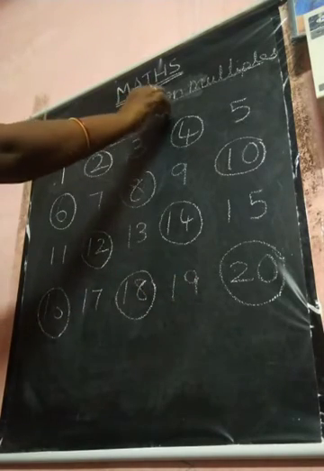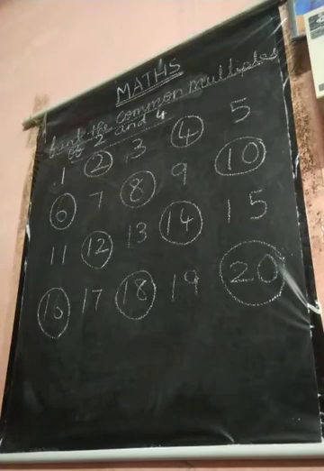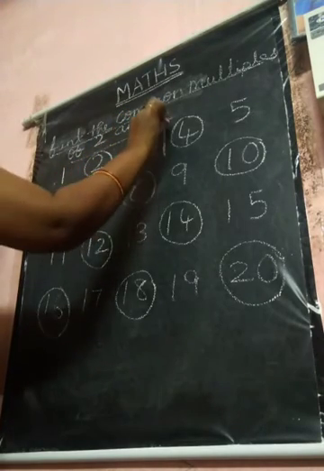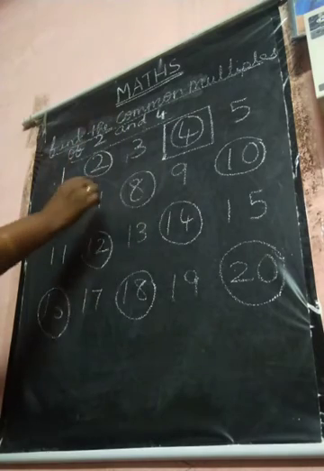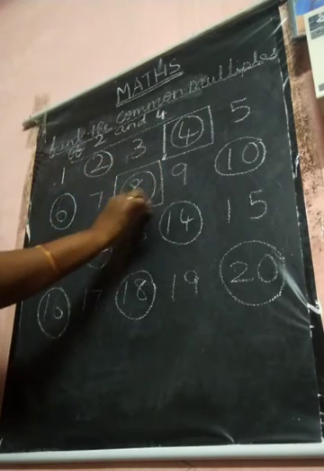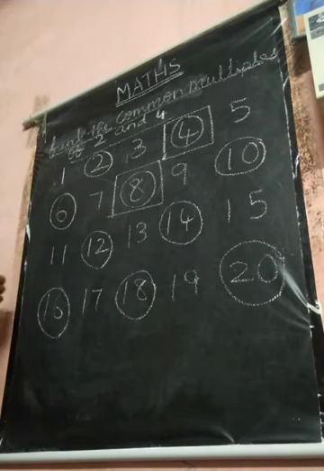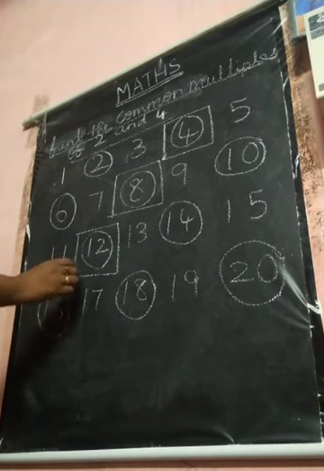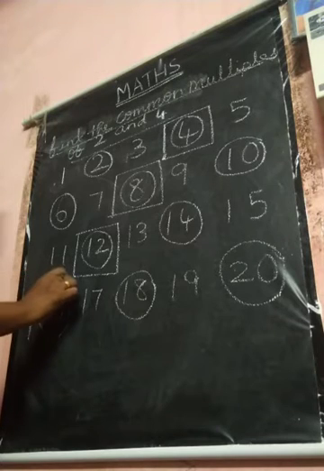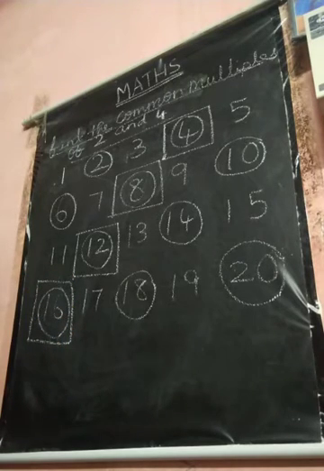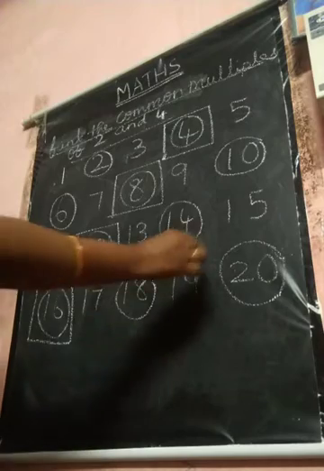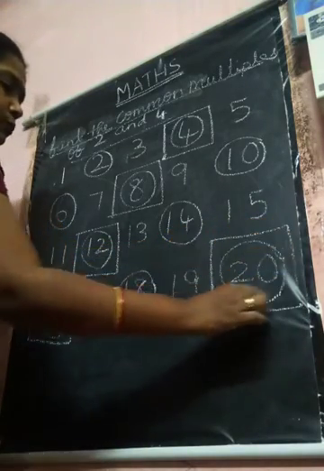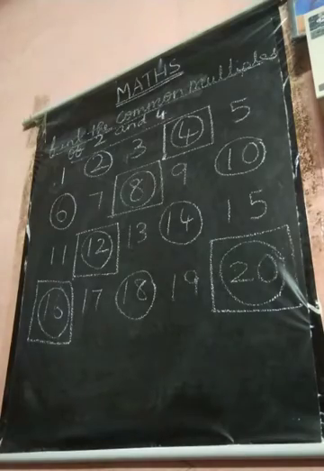Next, the 4 tables. You put a square around the 4 tables. 4 ones are 4. 4 twos are 8. 4 threes are 12. 4 fours are 16. 4 fives are 20.